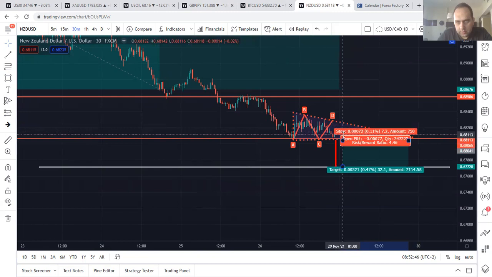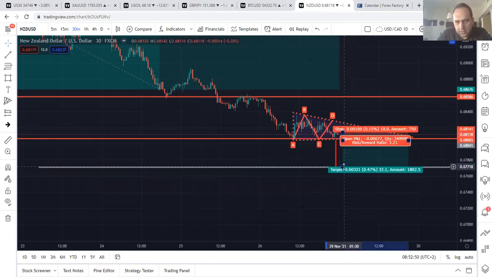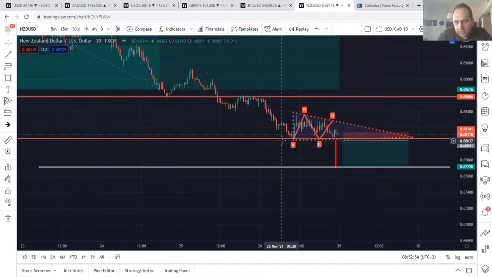Nice. This is 10 pips stop loss only, guys, on 30-minute candle, and you have 30 pips straight. 0.6803 the sell, 0.6893 TP1, and 0.6775 the full target. Okay, you can divide it 10, 10, 10.